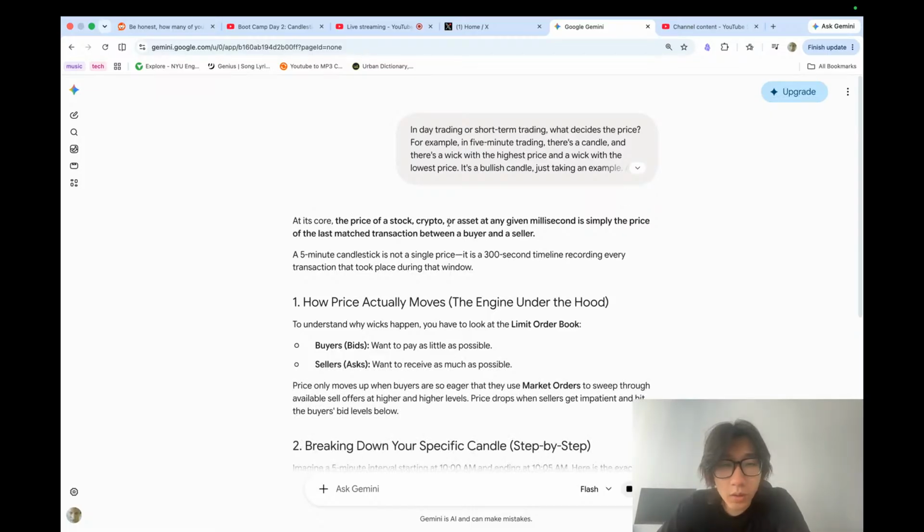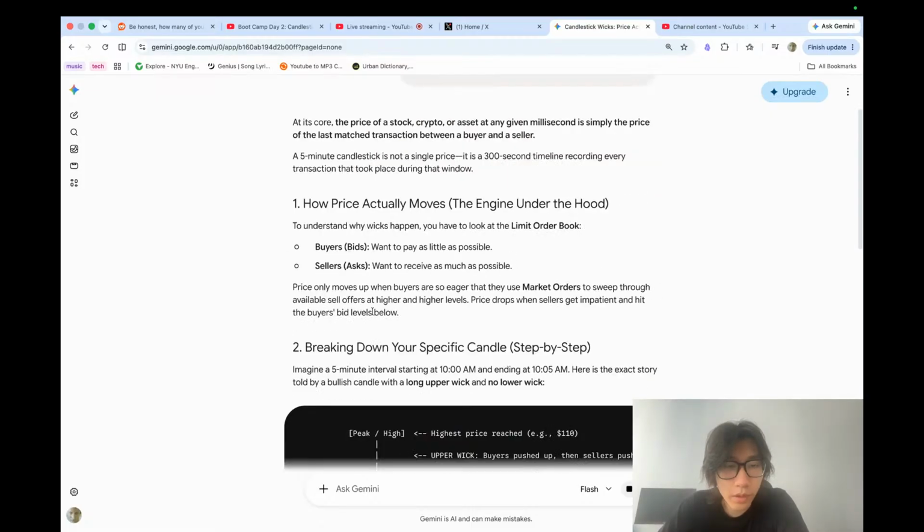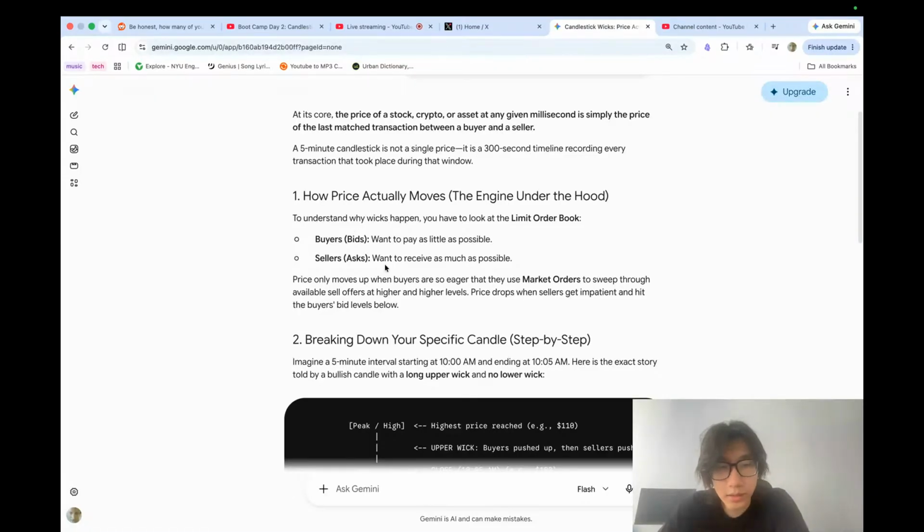The price of stock, crypto, how price action moves. So the buyers and the sellers: buyers want to pay as little as possible, sellers want as much as possible. Price only moves up when buyers are so eager.